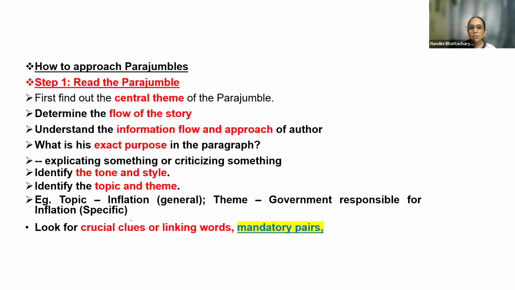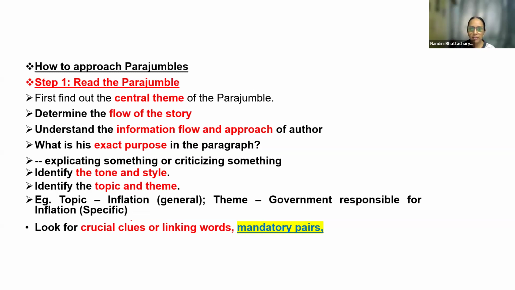The linking words, or the transitions, are very important. Suppose you have a sentence beginning with "however." That will never be an introductory sentence. It could be a concluding sentence if it links to the previous sentence. Any sentence beginning with a transition should link to the previous sentence. Likewise "therefore": something has been said before. That way you can form mandatory pairs.